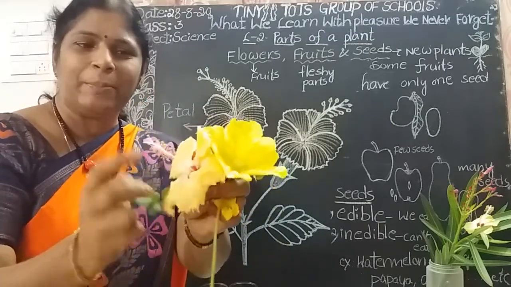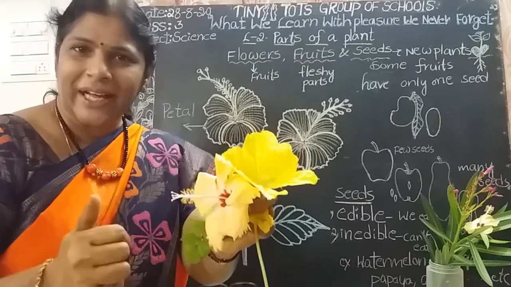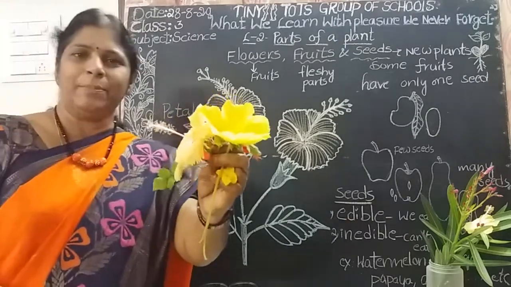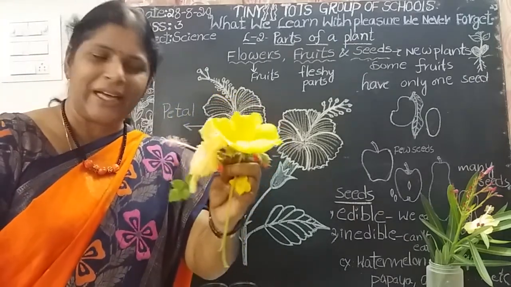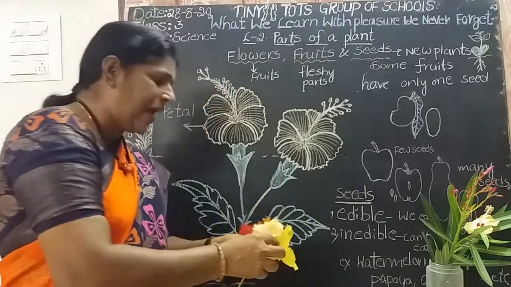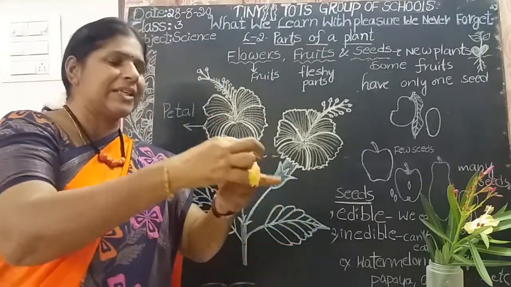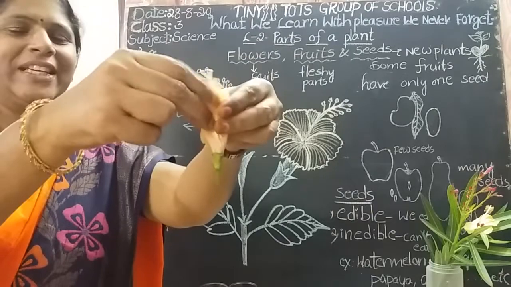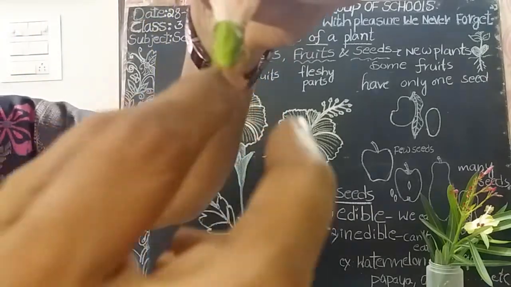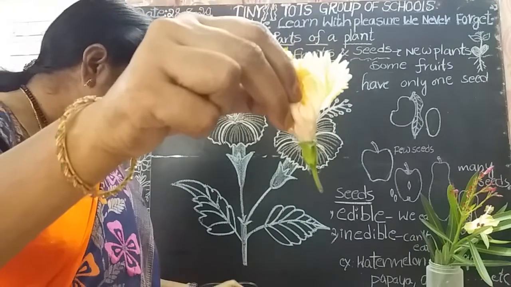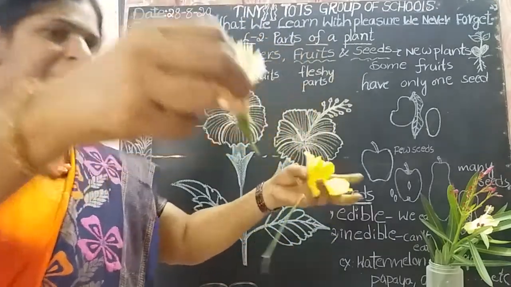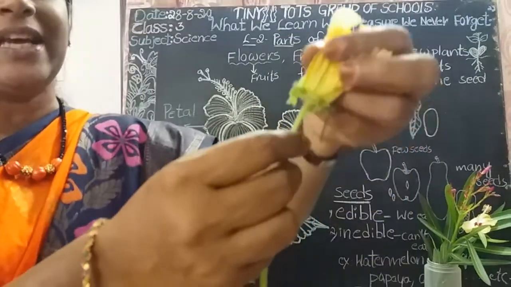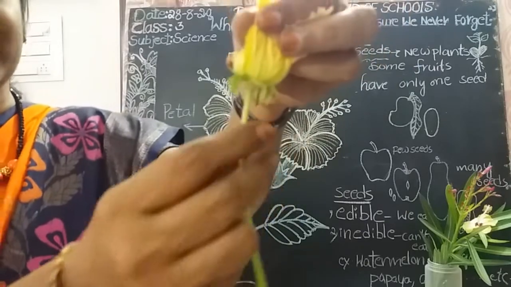What do we call all these bright color parts, ma? Petals. Tell me. P-E-T-A-L-S. Petals. All these bright color parts are called petals. Okay, and also a flower has certain green colored structures. They are called sepals. This is the sepal. Okay, see here, children. This is the sepal. These green color parts are called sepals. See here, green leafy like structures are called sepals.